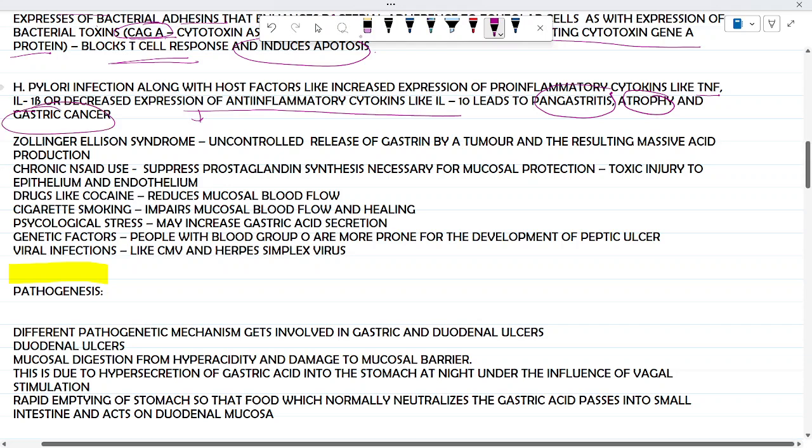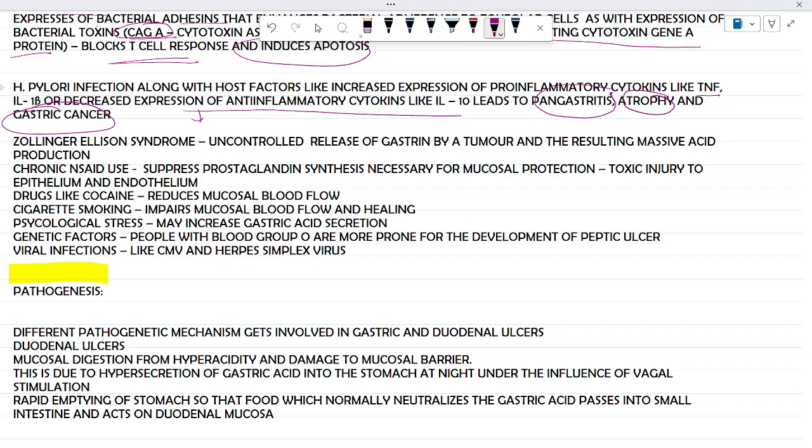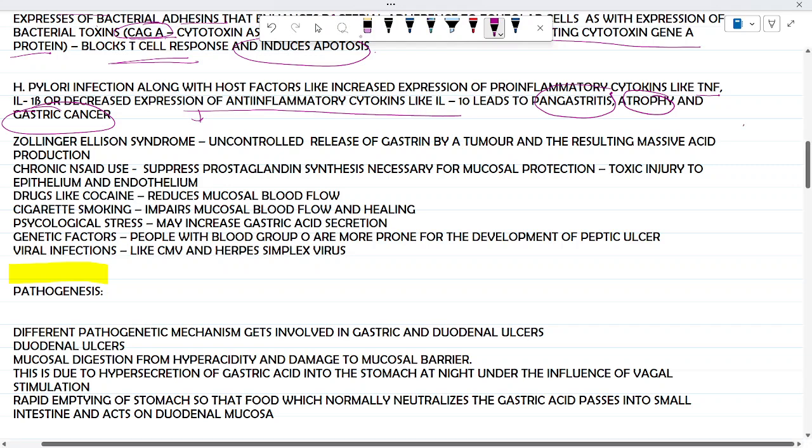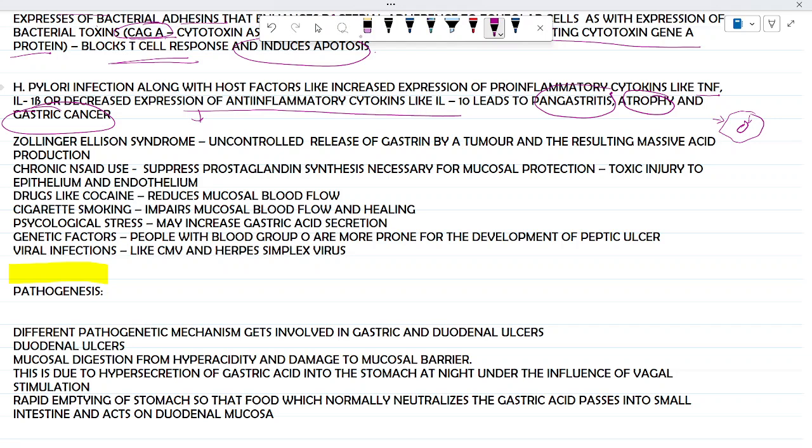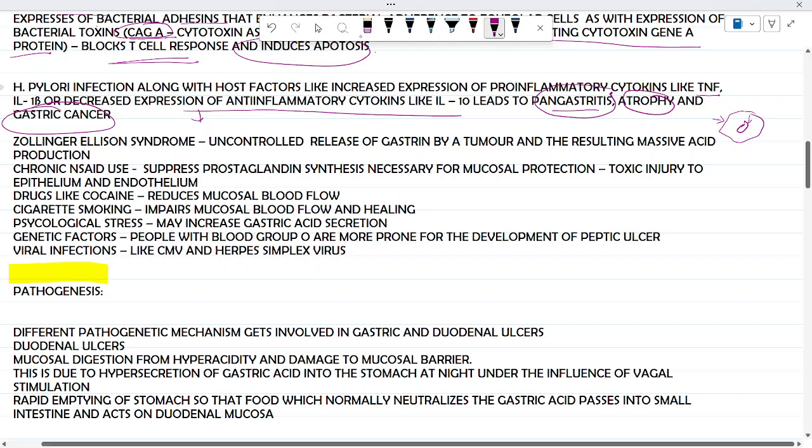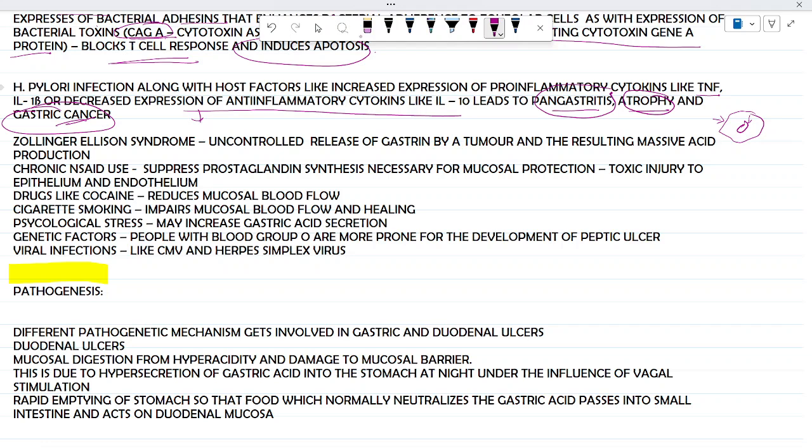So this is one of the etiological factors for peptic ulcer, and the most common, H. pylori. How does it develop? It enters the layer of the stomach where the urease converts urea to ammonia, and in the immediate vicinity of the organism it creates an alkaline environment which helps it to survive. Slowly and gradually the pro-inflammatory and anti-inflammatory cytokines all come into action, and it leads to the development of pangastritis, atrophy, and gastric cancer. That is because it eats up the layers of the stomach surrounding it. So this is the common cause.